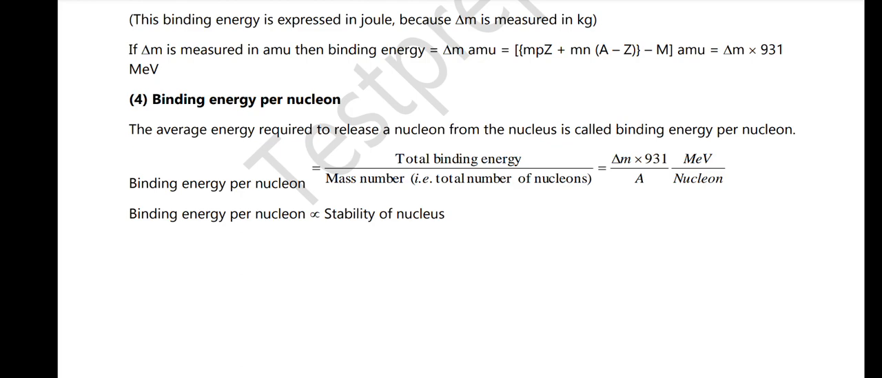In that, the sub-topic is the binding energy per nucleon. The average energy required to release a nucleon from the nucleus is called the binding energy per nucleon. So the energy required to release any nucleon from the nucleus is called binding energy per nucleon. The formula is total binding energy divided by mass number, that is delta m into 931 by A, in MeV per nucleon.